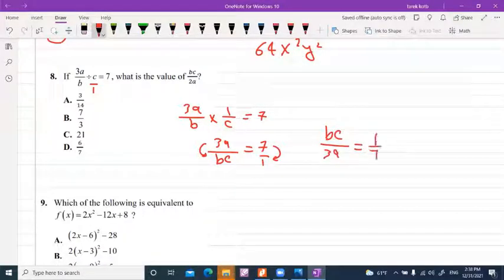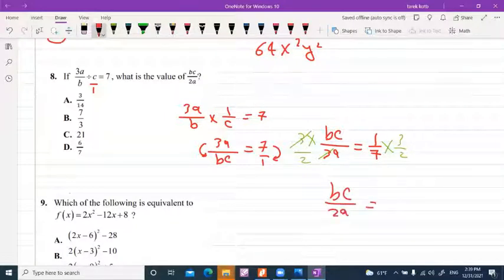Still, I need to make this 2. If you want to make this 2, you can multiply here by 3 over 2 and multiply here by 3 over 2, because this will cancel this. Finally, it will be bc over 2a equals 3 over 2 times 7, which is 3 over 14. Yes, this one.